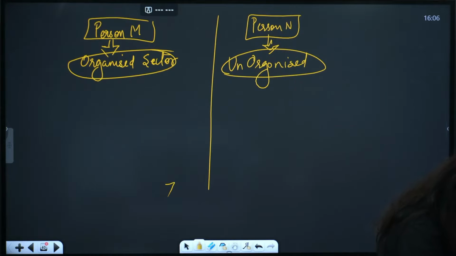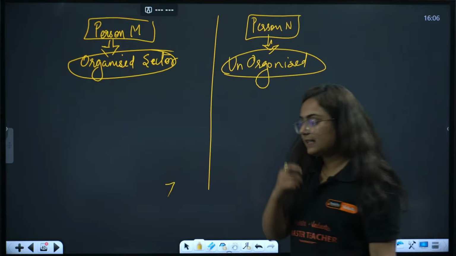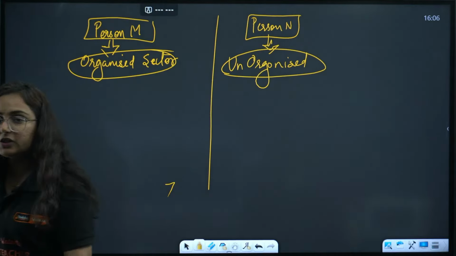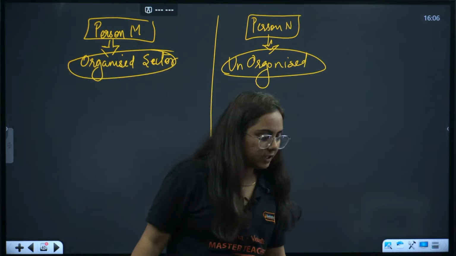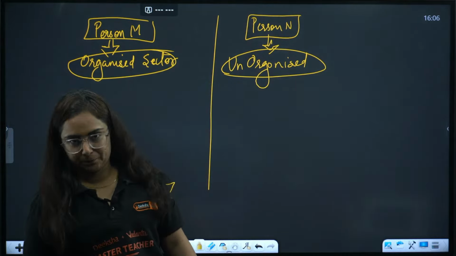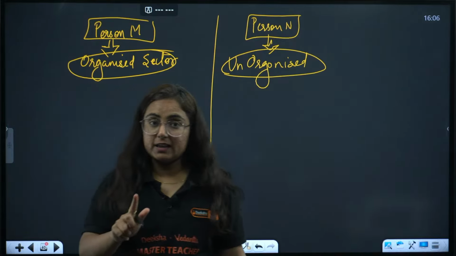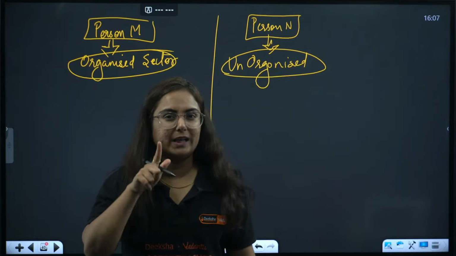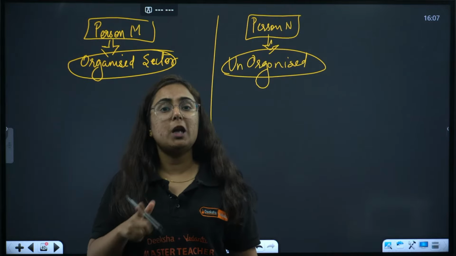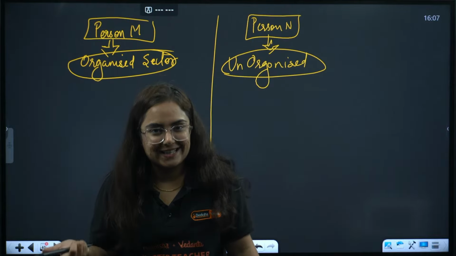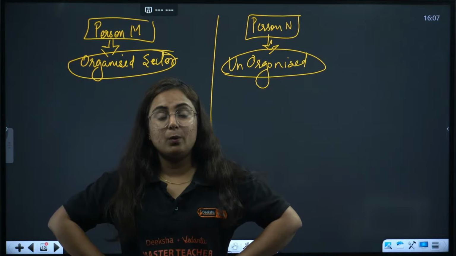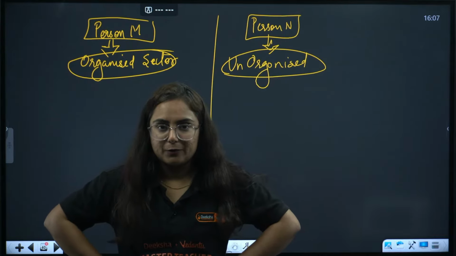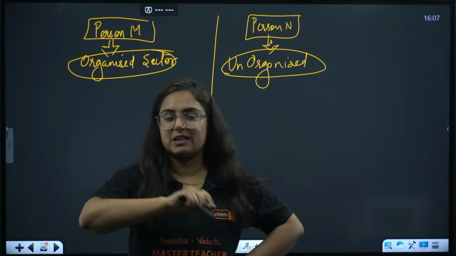If we talk about the organized sector, all the rules and regulations presented by the government are followed. In the unorganized sector, no rules and regulations are followed. In an organized sector, you have fixed working hours, and if you work more than your working hours, you are paid extra. Do you think that exists in the unorganized sector? No. In the organized sector, you are given weekly off and paid leaves. You're not given that in the unorganized sector.